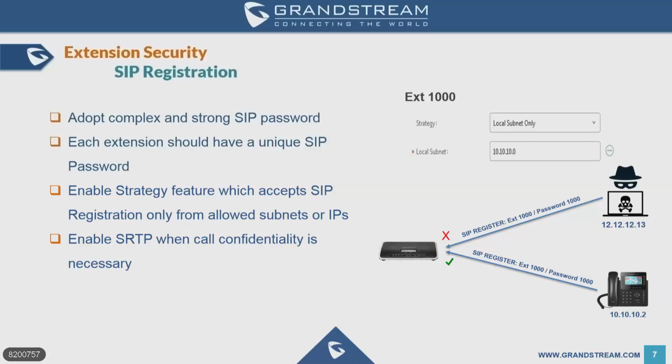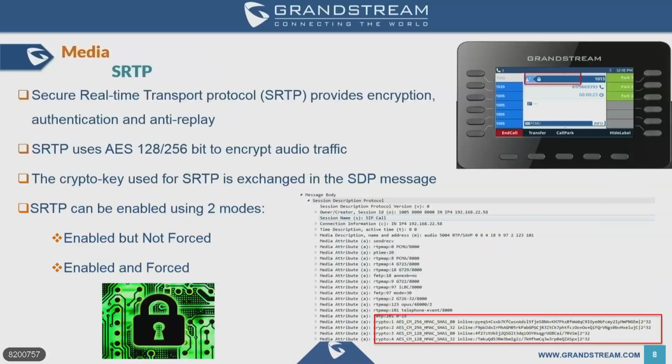Then we have SRTP. I mentioned earlier that RTP is the protocol responsible for carrying audio traffic. And the audio traffic, if you capture it with a packet sniffer like Wireshark, you can actually replay the audio and you can listen to the whole conversation. So when confidentiality is really important, you want to go with SRTP, which stands for Secure RTP. So as I mentioned earlier, SIP is used to establish, modify, and terminate calls, and RTP is the protocol used to carry the media.